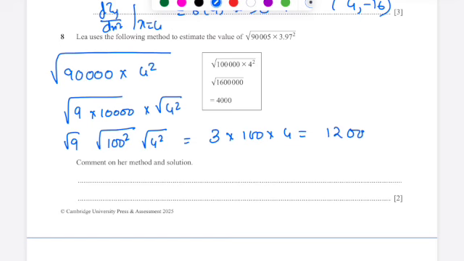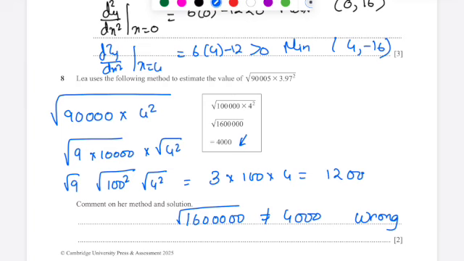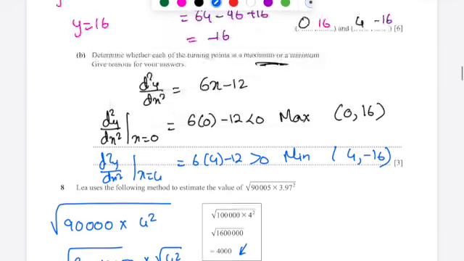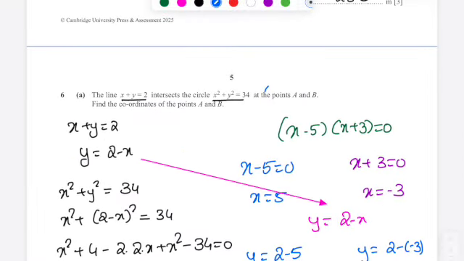But she is getting 4,000, so therefore her method is wrong, because the square root of 160,000 is not equal to 4,000. That is the reason. So she is wrong. That is question number 8. So we have done till question number 8 over here. Then coming to question number 9.